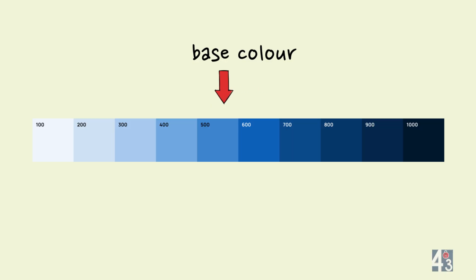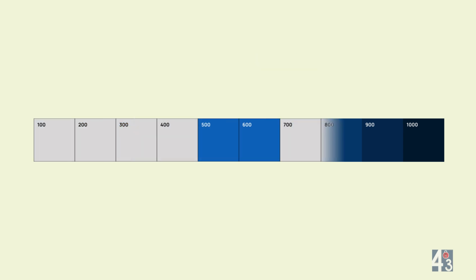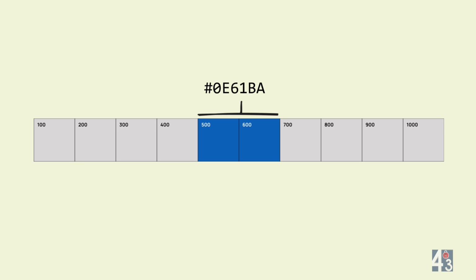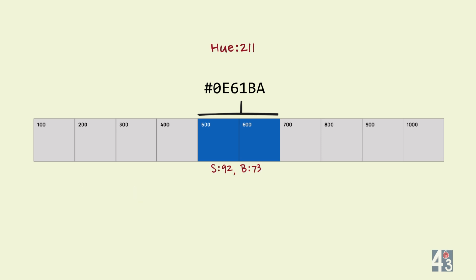Now each category would have one base color from which you would create your shades. Most probably that would be 500 in your palette. But this depends though. For this exercise, the color 0E61BA is the base brand color. So I'll take note of the HSB values. Hue 211, saturation 92 and brightness 73. This would be in the middle of the spectrum, maybe 500 or 600.